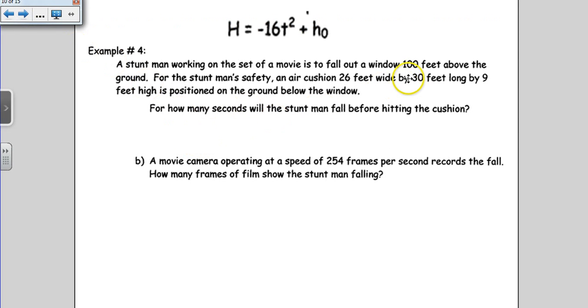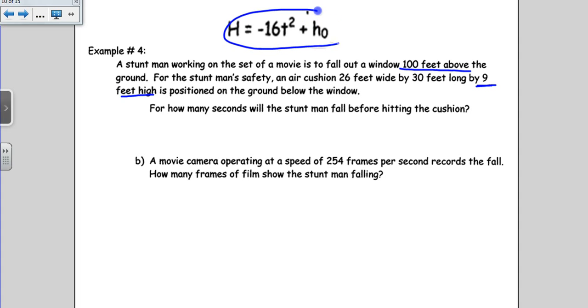He's going to fall out of a window that's 100 feet above the ground. That's probably an important number. The cushion that he's going to fall onto is 26 feet wide, 30 feet long, and 9 feet high. Since I'm only interested in height, the 9 feet high is the only part I'm interested in there. The question is, how many seconds will the stuntman fall before hitting the cushion?